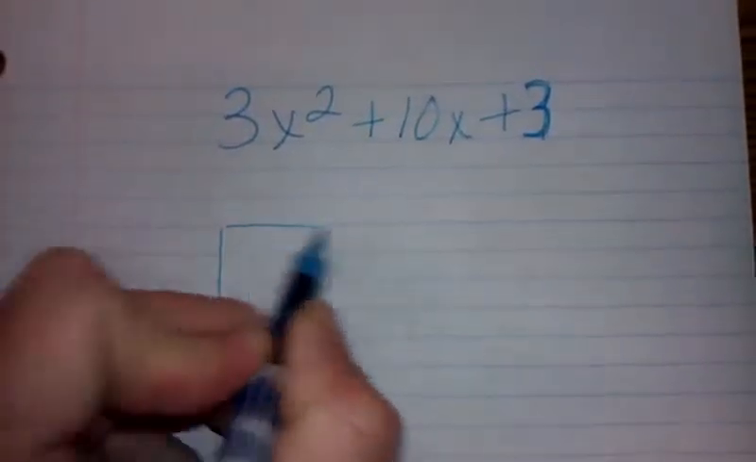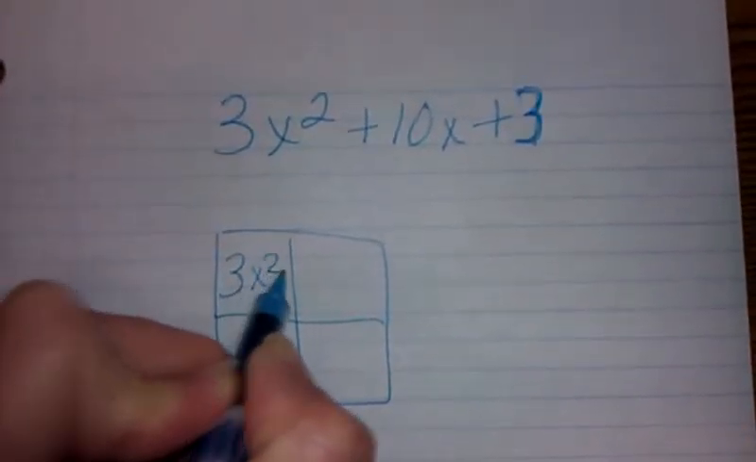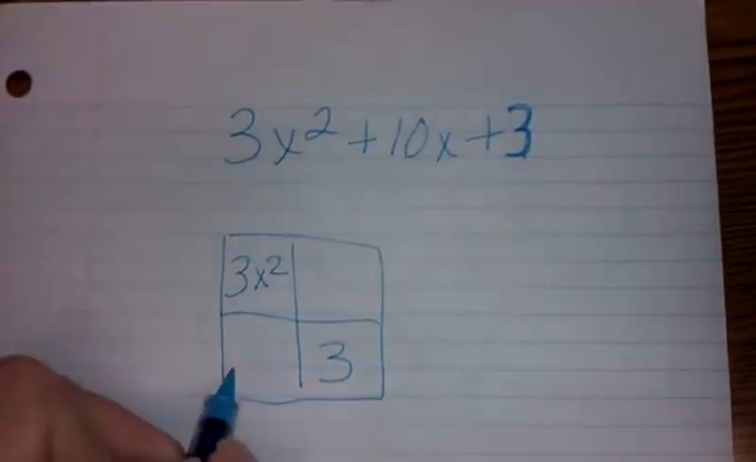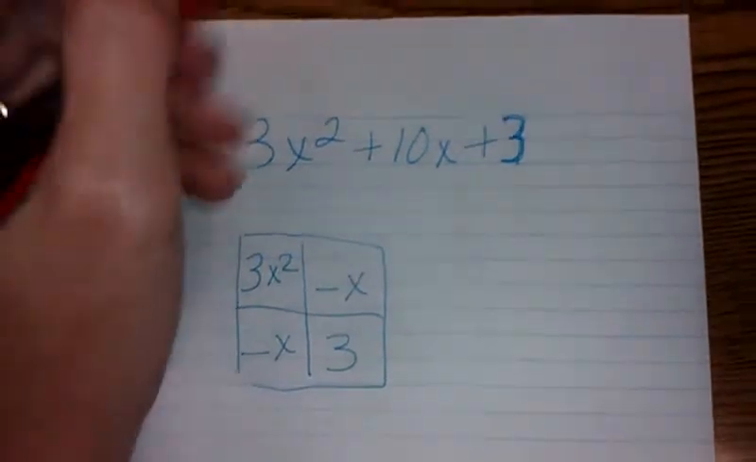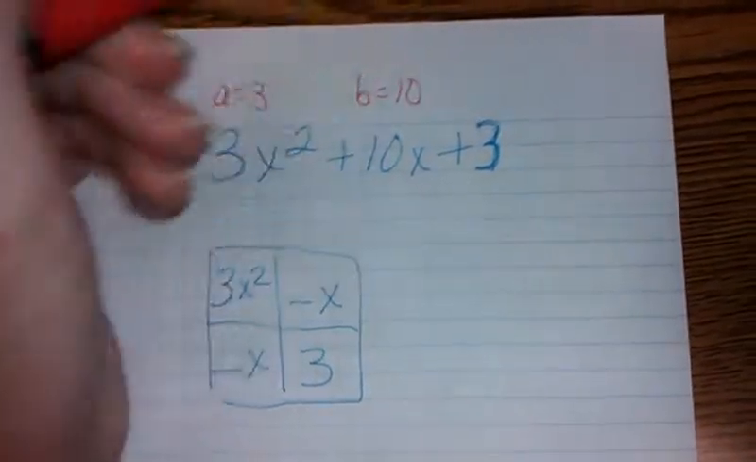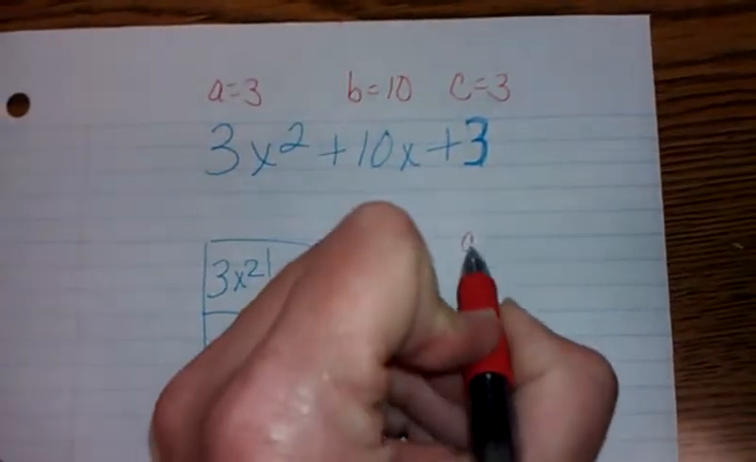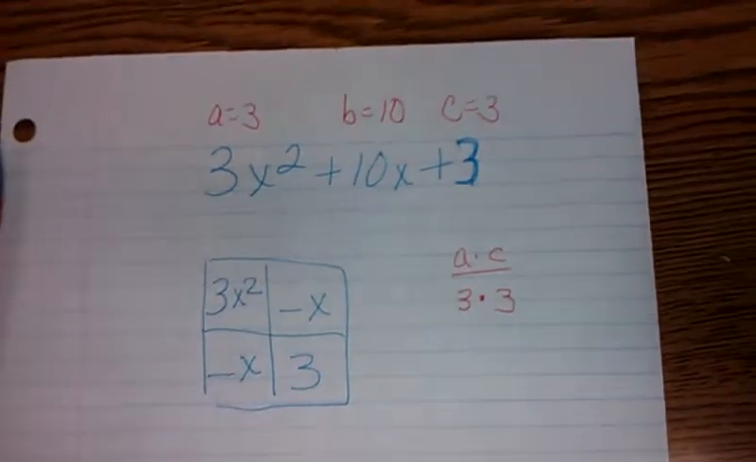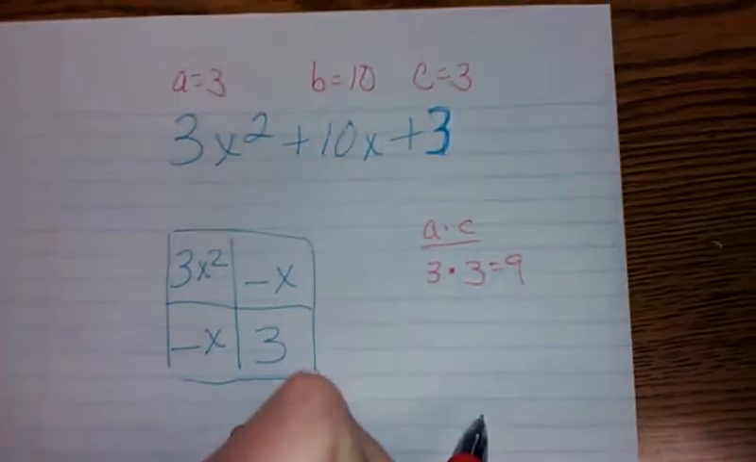I'm going to draw my box. And in my left-hand corner, I have 3x squared. My bottom right is 3. I have something x, something x. A is 3. B is 10. C is 3. I'm going to have A times C, 3 times 3. And then you're going to go 9.